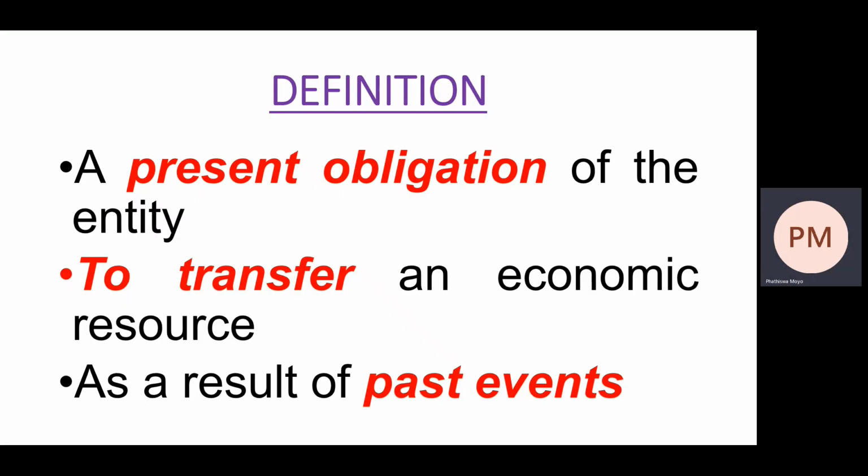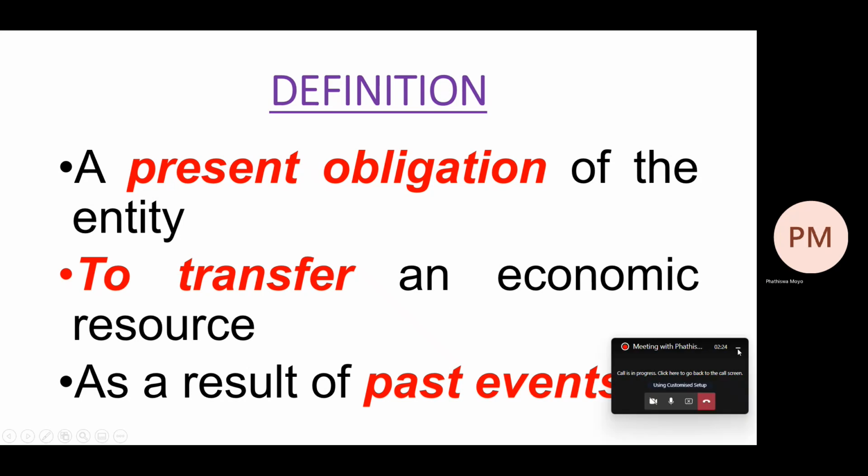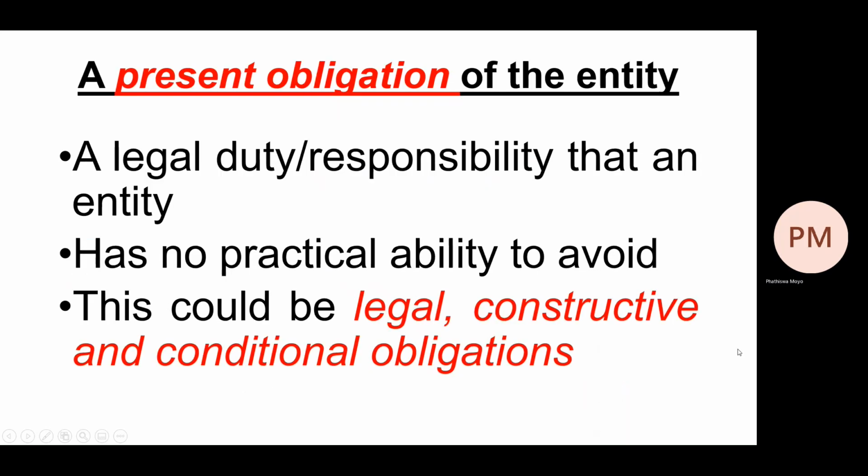So what is a liability? This is a present obligation of the entity. The entity must own this obligation, or this obligation must be in the name of the entity, to transfer an economic resource. And remember, we said an economic resource is a right that is probable to produce economic benefits, and as a result of a past event. So now let's explain this in detail.